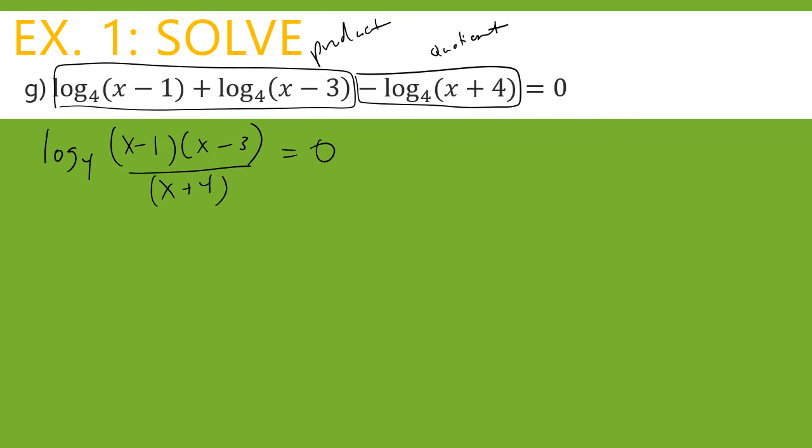Rewrite it in exponential form. Base of 4, exponent is 0, and all that fraction stuff is your answer. So 4 to the 0 equals all this stuff. And that's just converting it back to an exponential. 4 to the 0 is 1.